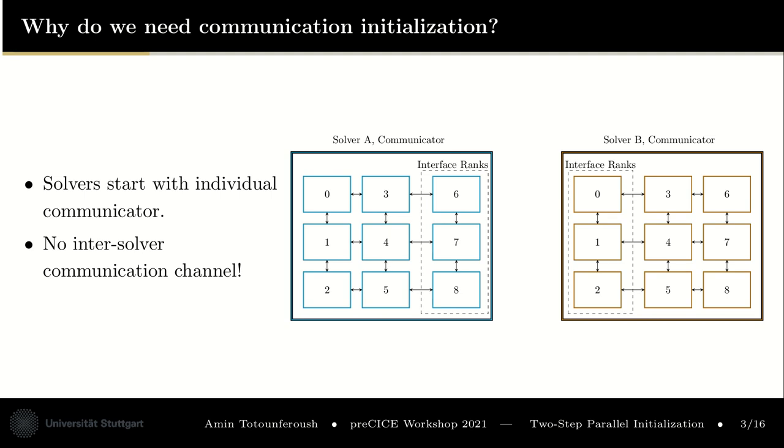But these two groups of processors at the beginning are completely separated from each other. There is no communication channel between them, as you can see in this figure. The MPI ranks within the communicator of each solver are connected to each other, but between the interface ranks, there is no channel to communicate the interface data. But as we know, we need to communicate interface information during the runtime. So this is the reason why we need communication initialization.